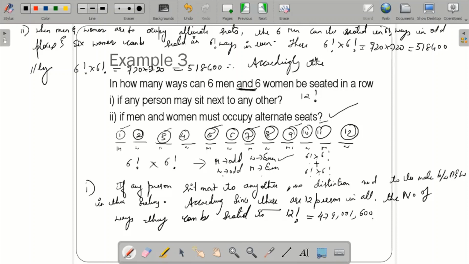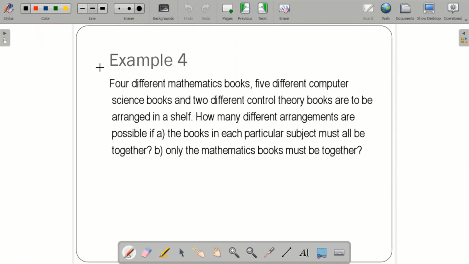Accordingly, the total number of ways is 518400 plus 518400, which is equal to 1036800. So this is the required answer for example 3. I've just written 6 factorial into 6 factorial; you're supposed to write the statement over here. So that is regarding example 3.